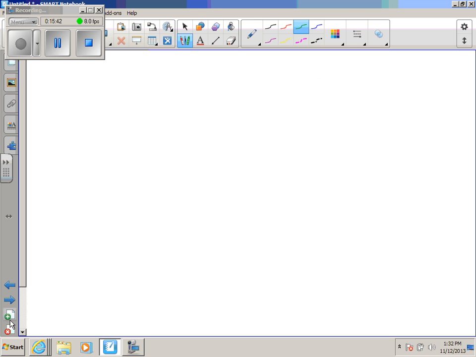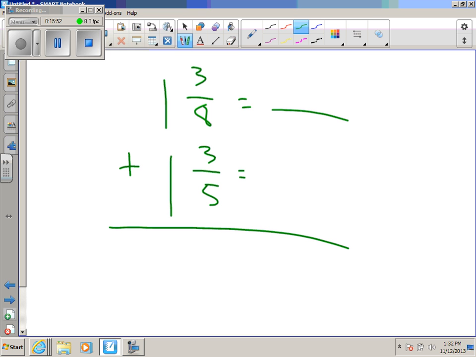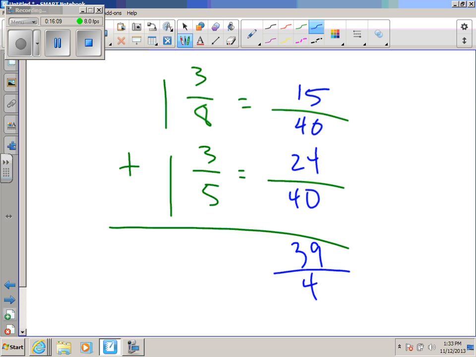Number 19. We said that we were going to add for 19. 1 3/8 and 1 3/5. Between an 8 and a 5, 40. 8 times 5, 5 times 3. 5 times 8, 8 times 3. So 2 and 39 over 40.